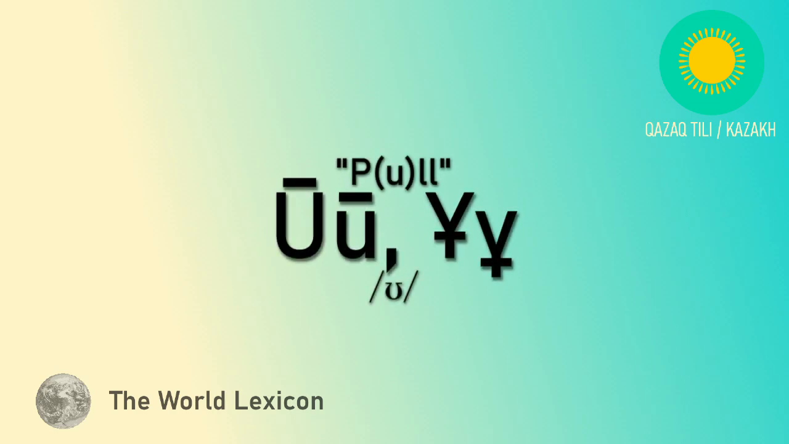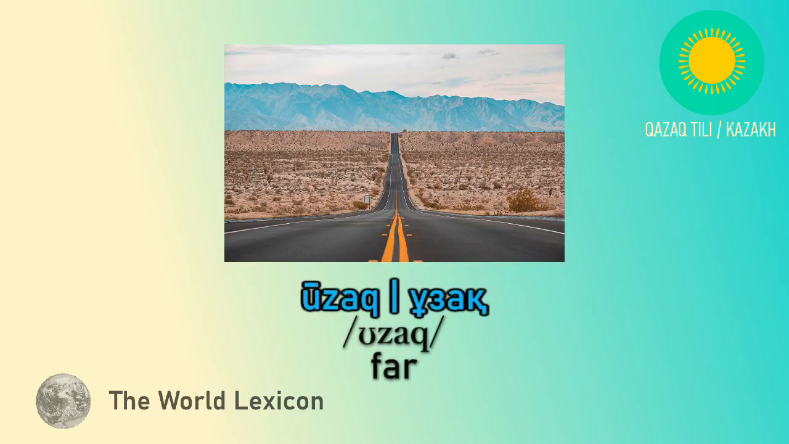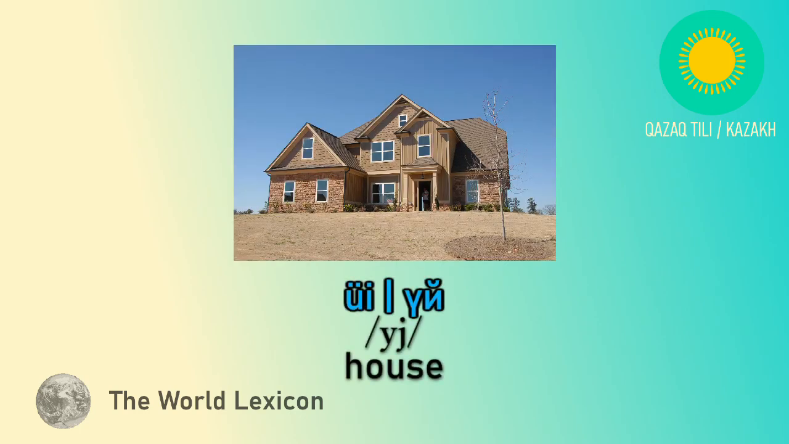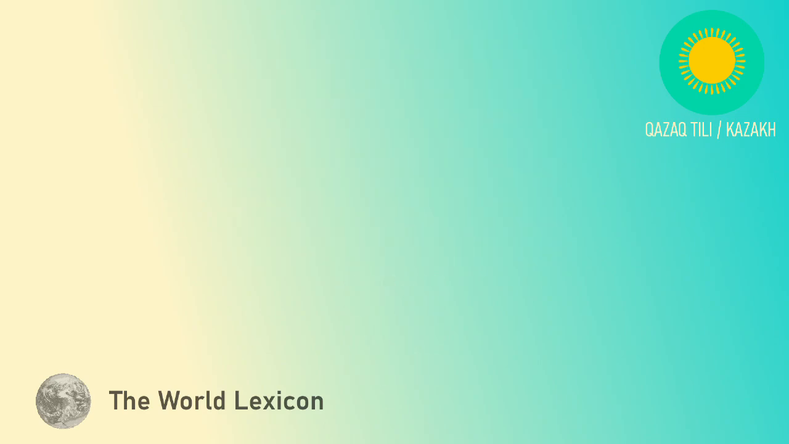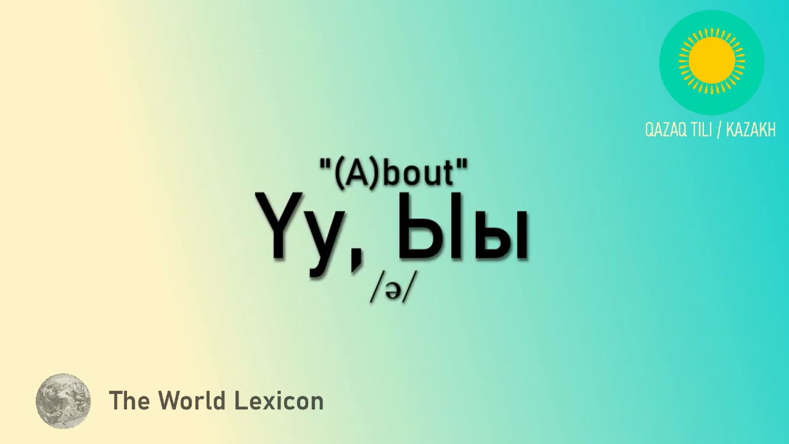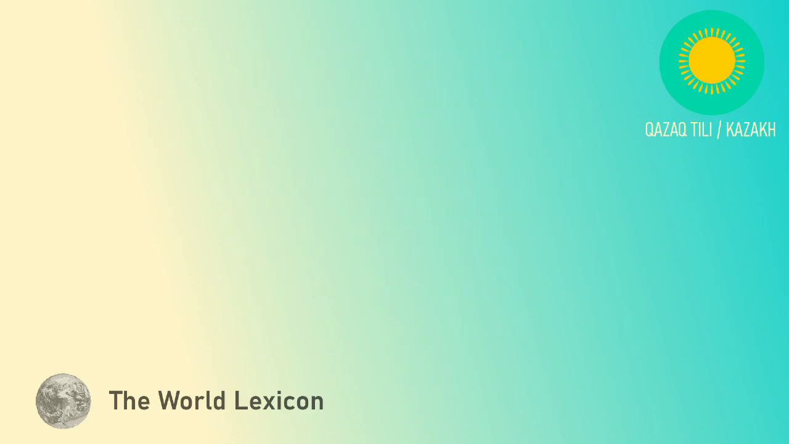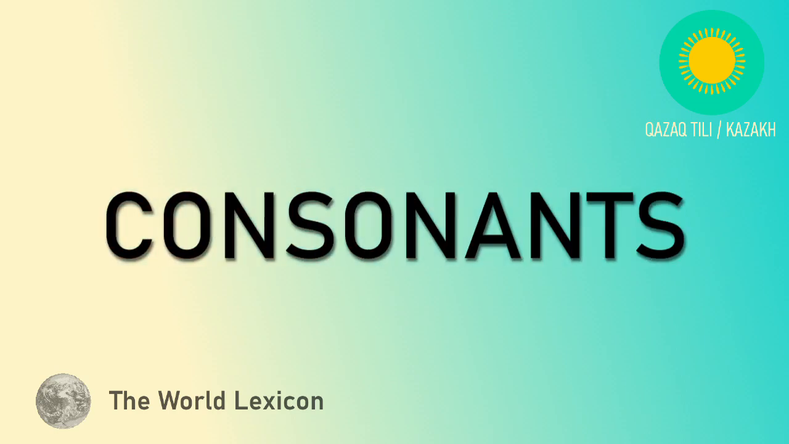This is O. It's like the O in hope, but keep your tongue towards the back of your mouth. Özak. This is U. It's like the vowel sound in new. Uy. Next is, it's a bit like the A in about. Istanbul. Okay, that's all the vowels. Now on to the consonants.